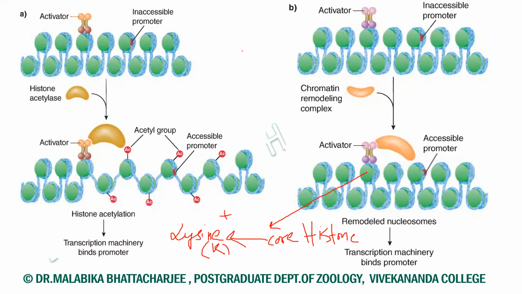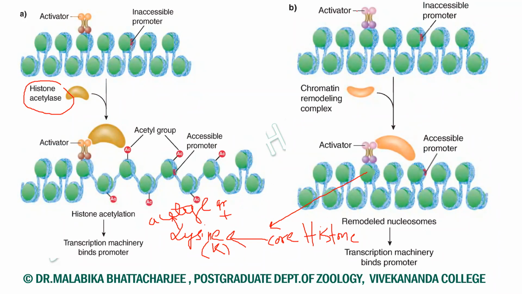Now, the first enzyme is the histone acetylase. The histone acetylase comes and adds an acetyl group to lysine. The moment you add an acetyl group, which is a negatively charged group, okay? So what this enzyme is doing is neutralizing the charge of lysine.